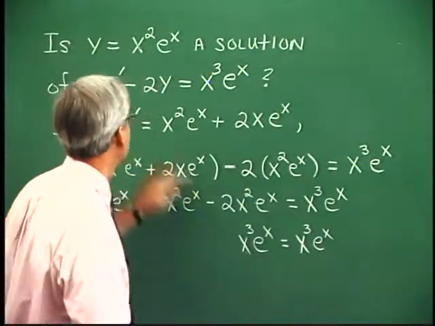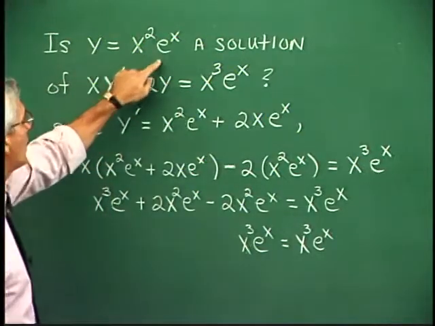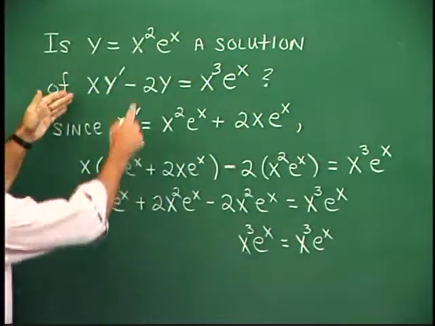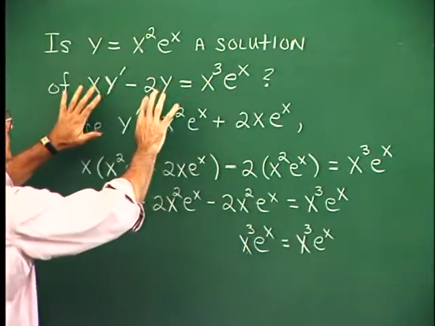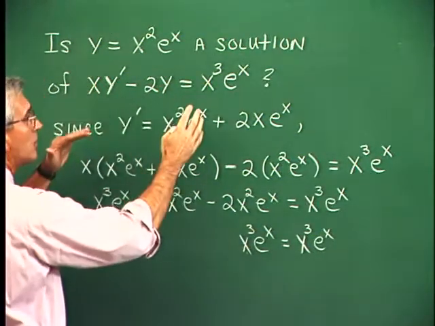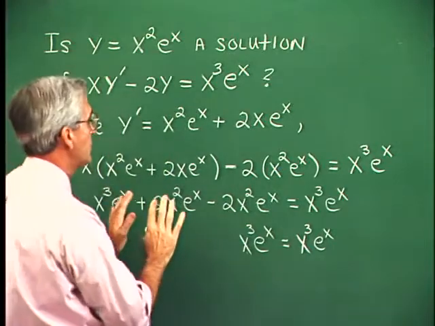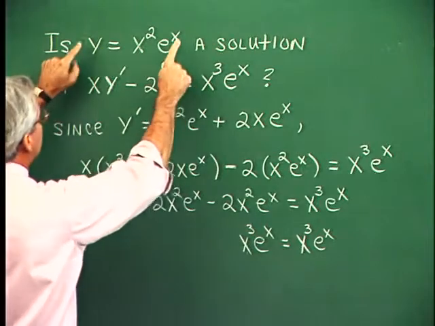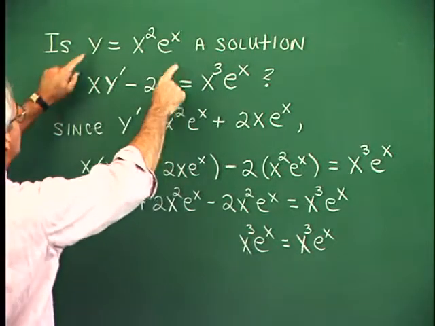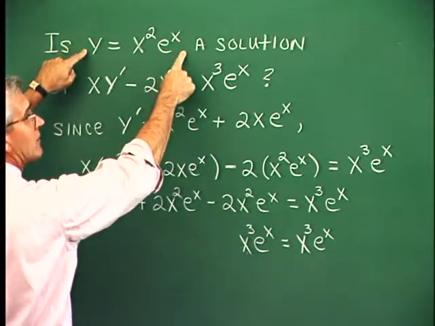Let's answer this question. Is y equals x squared e to the x a solution of this differential equation? Now this equation is not in the form of the previous problem. We're going to have to make some fancy substitution here to be able to tell. We approach the problem like this. This is our candidate for a solution.